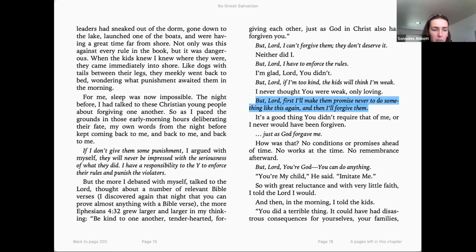But the more I debate with myself, talk to the Lord, thought about a number of relevant Bible verses, I discovered again that night that you can prove almost anything with a Bible verse. The more Ephesians 4:32 grew large and larger in my thinking. Be kind to one another, tender hearted, forgiving each other, just as God in Christ also has forgiven you.